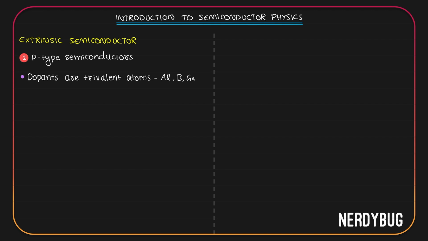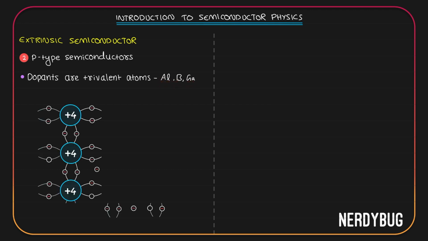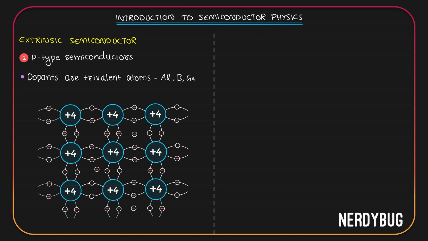The next type of extrinsic semiconductor is the P-type. Here the dopants are trivalent atoms like aluminum, boron, and gallium. Let us take the crystal structure of a semiconductor again. When we add trivalent impurities, some of these atoms will be replaced by them. Since these atoms are trivalent, they only have 3 electrons in their valence shell. Using them, they will be able to make 3 bonds with the neighboring atoms.